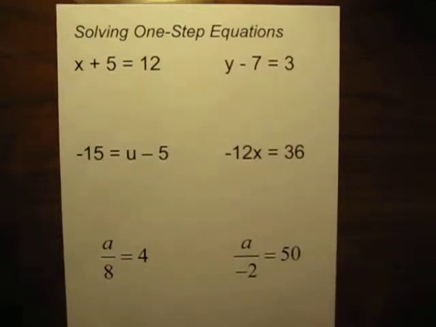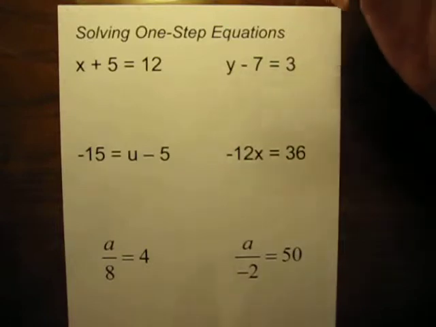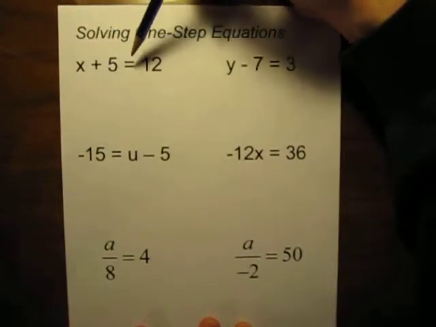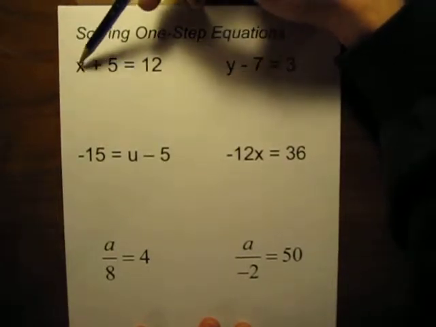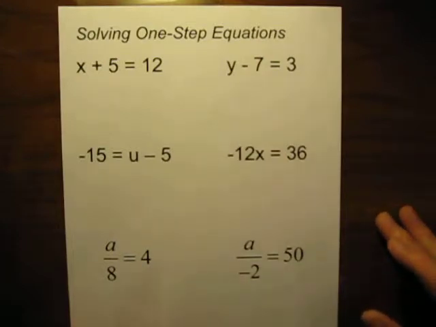And the difference between this and combining like terms is that here we actually do have an equal sign in all of these. So in each case, we're able to solve for what the variable is, or the letter. So here x plus 5 equals 12, we can figure out what x equals. There's only one possible answer that can be.